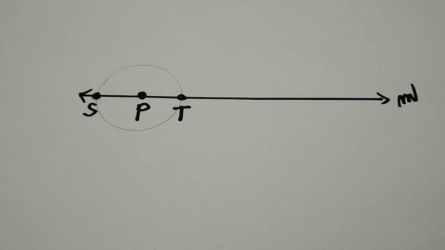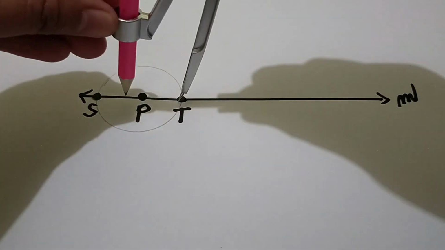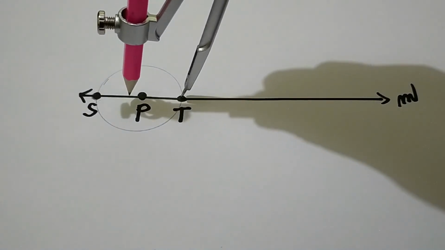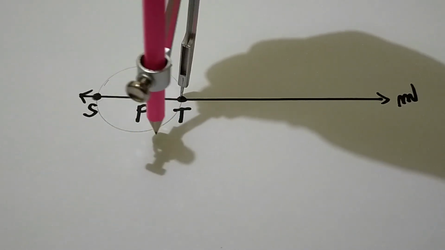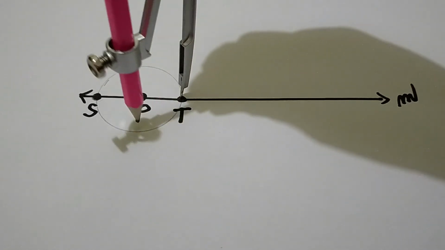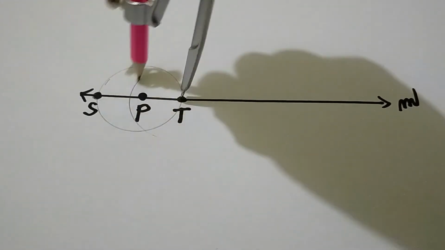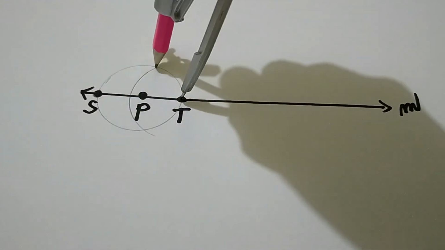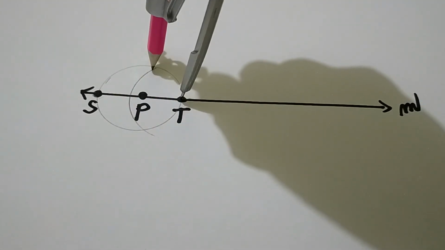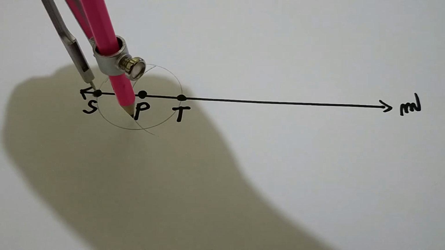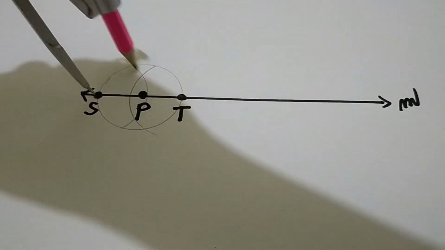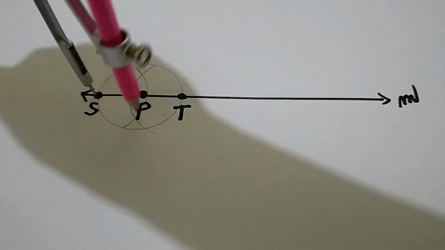Okay, now that we already have 2 more points on the line, we will now construct, just like what we did a while back, an arc. Open the opening of your compass with an exact amount to exceed the midpoint of segment ST. So I am going to draw an arc here from point T, and the next one would be creating an arc again, this time from point S.